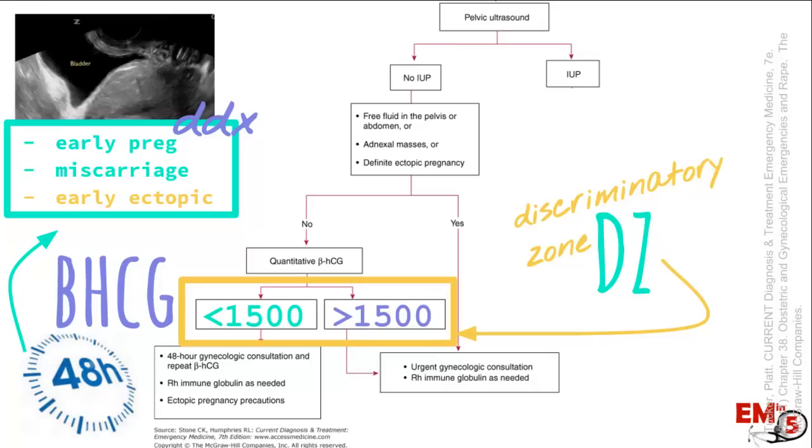If the beta-hCG is increasing, they're going to keep doing ultrasounds until they can really confirm that that's just an early pregnancy and not an ectopic. If it's downtrending, it probably means they had a miscarriage.